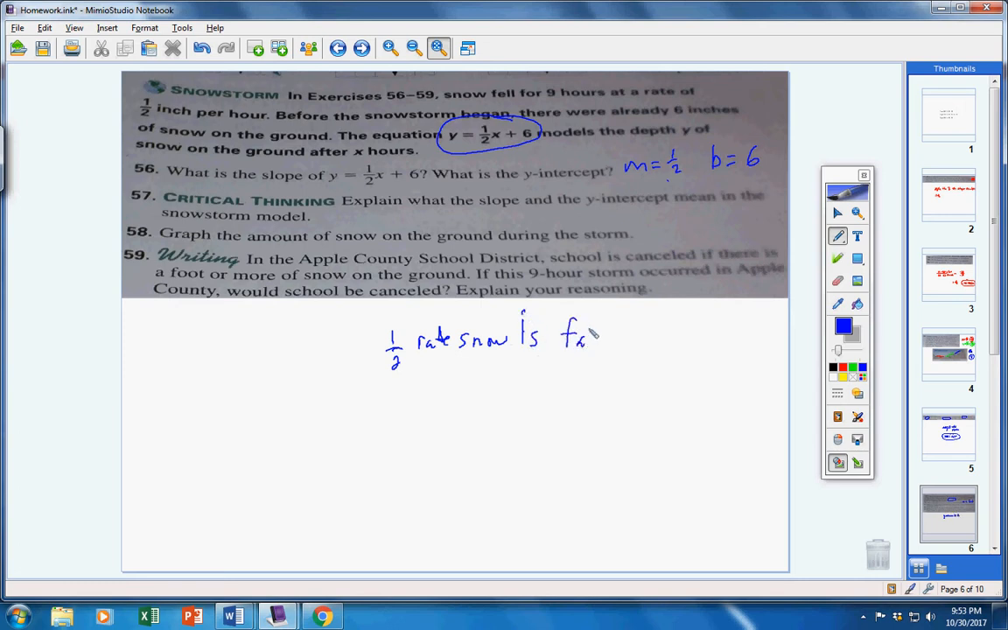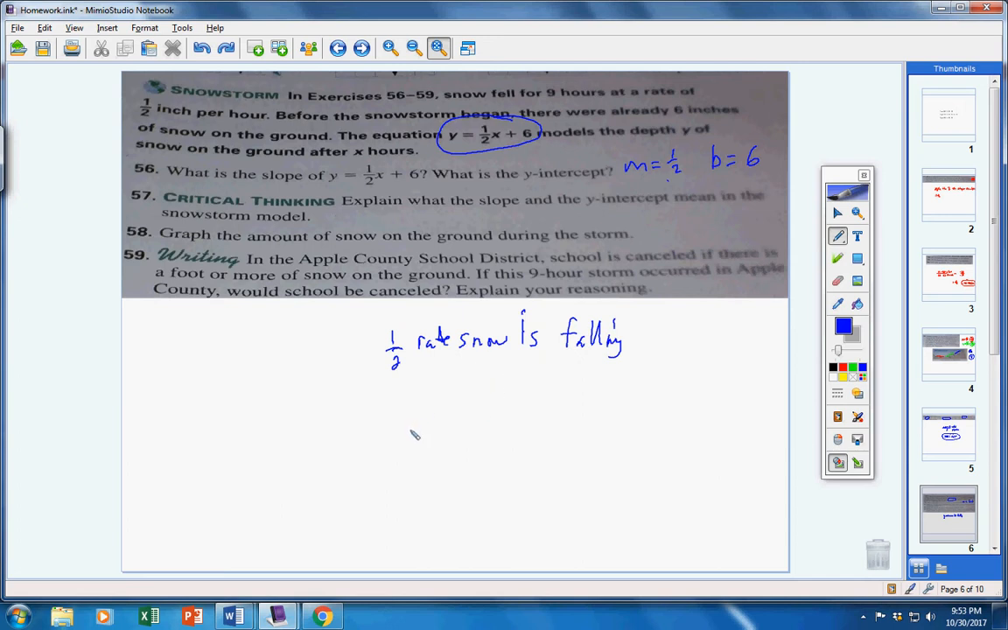And that's pretty easy to understand, is it not? X is your time right here. So every time you put in an hour, 1, 2, 3, 4, whatever, it gets multiplied by 1/2 because every hour the snow goes up 1/2 an inch. So your slope is the rate the snow is falling.